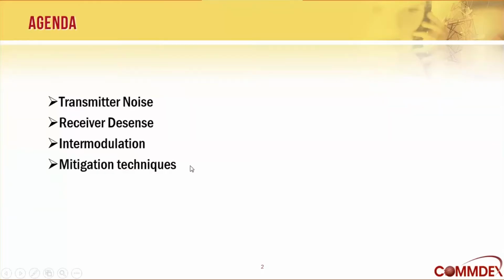We're going to talk about 3 different types of interference: transmitter noise, receiver desense, intermodulation, and then we're going to discuss some possible techniques that can be done by the system owner to try to fix interference if it occurs. Nothing's 100%, everything helps.